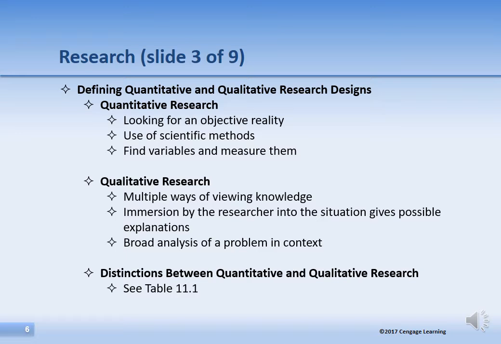Defining quantitative and qualitative research designs. Quantitative research is looking for an objective reality. It uses the scientific method and it finds variables and measures them. Many people like to associate quantitative research with numbers because many times the scales, surveys, or instruments that are used in quantitative research produce a number that is associated with a particular attribute, variable, or trait.